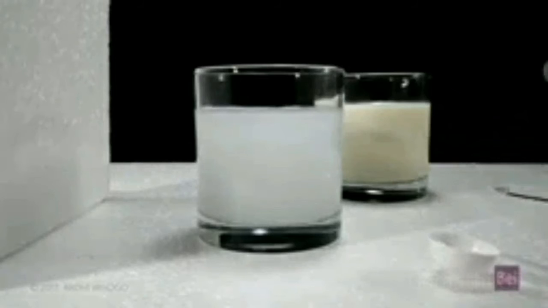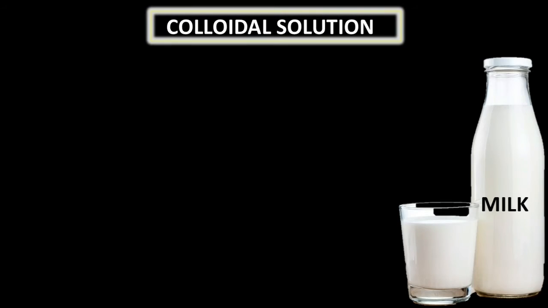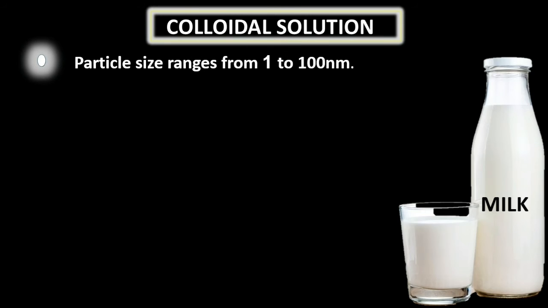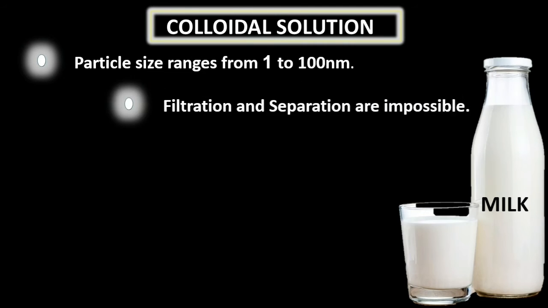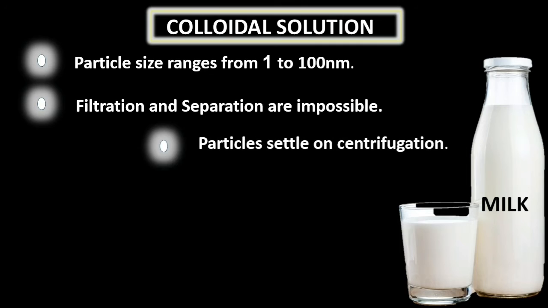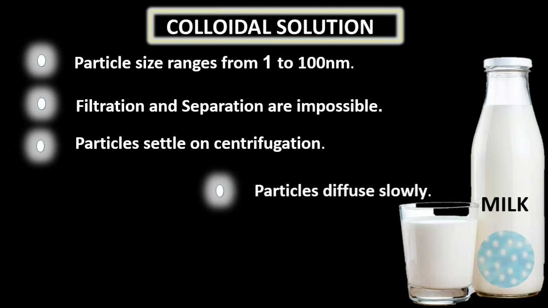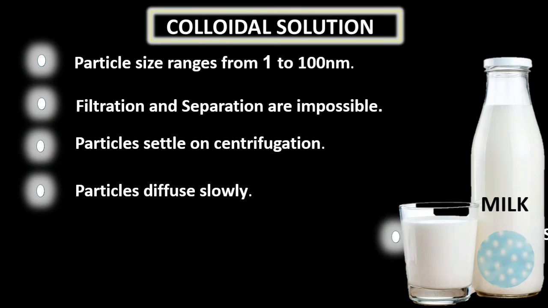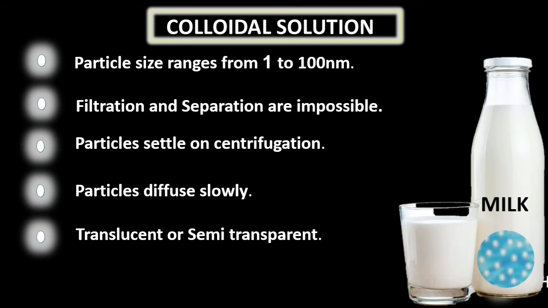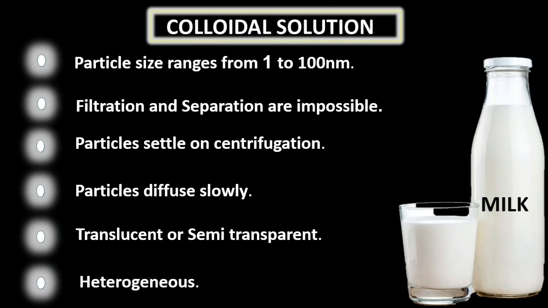What do you observe? Come children, let us discuss the properties. This solution is said to be colloidal solution. The particle size of this colloidal solution is in between true solution and suspension and we can't filter the particles. The solution is semi-transparent and heterogeneous.